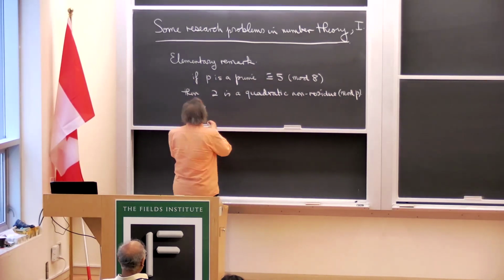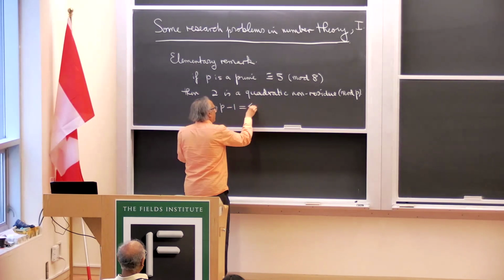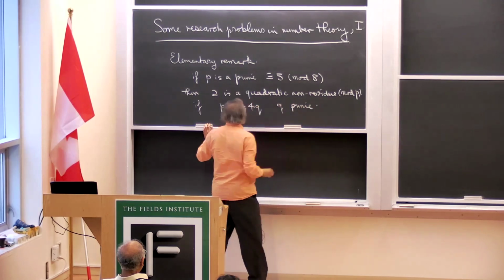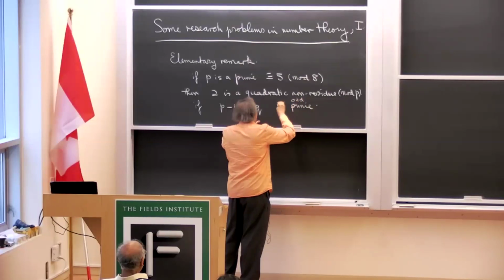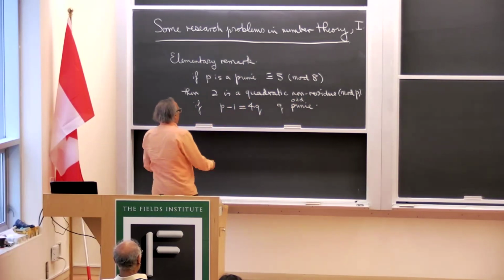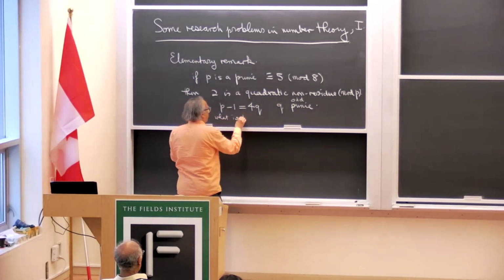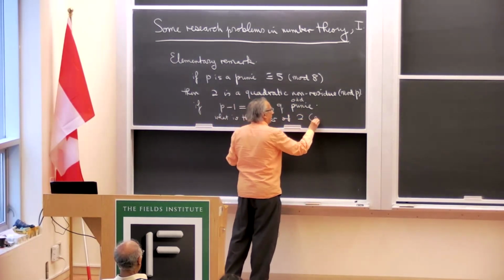Now, if p minus 1 is 4 times q, where q is an odd prime, and an odd number is of the form 2k plus 1, then p is of the form 8k plus 5. So for such a prime, 2 is a non-residue, and what is the order of 2 mod p?